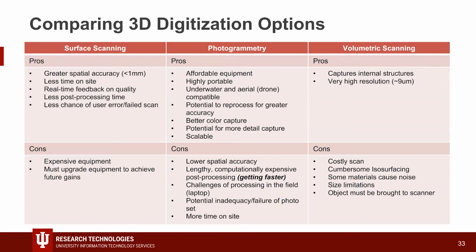So comparing the options, we just threw a lot of stuff at you. The pros of surface scanning are greater spatial accuracy down to 1/10 of a millimeter. There are some measurement devices out for Photoscan so that you can improve your accuracy, but it's not going to be as good. Less time on site.